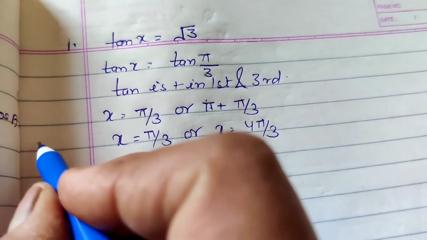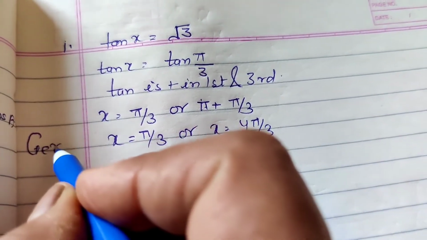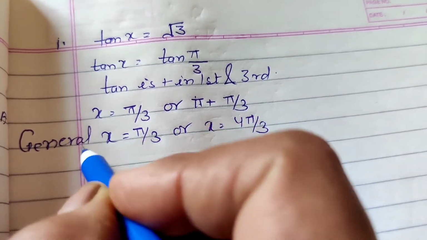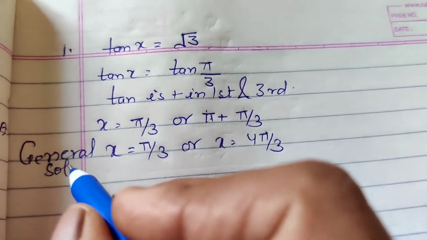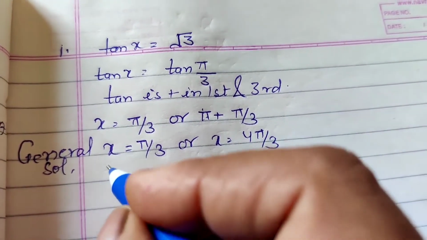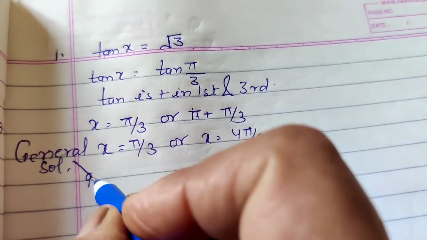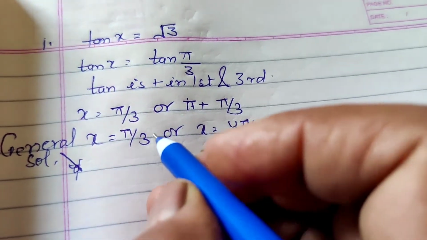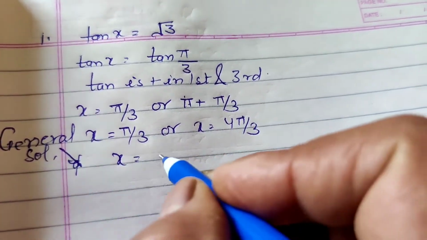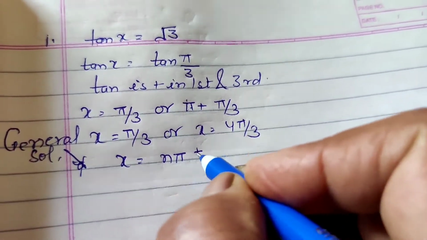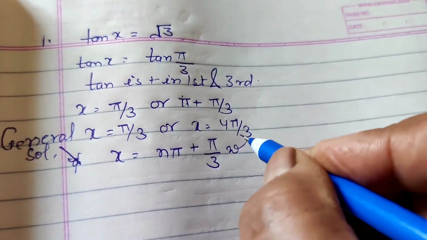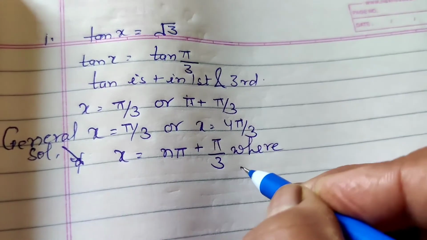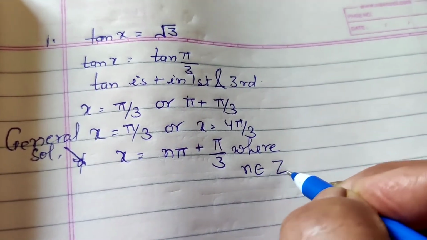This is the principal solution. And the general solution is x equals n pi plus pi by 3, where n belongs to integers.